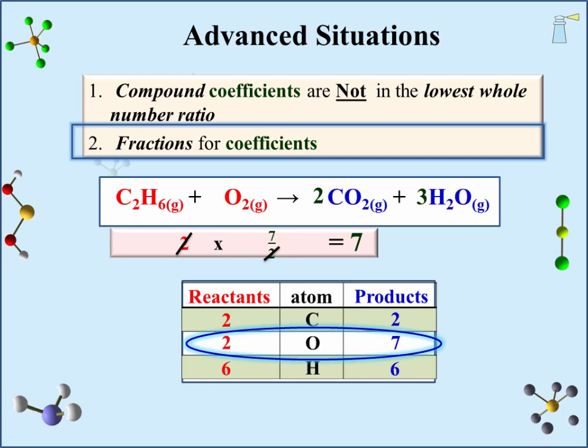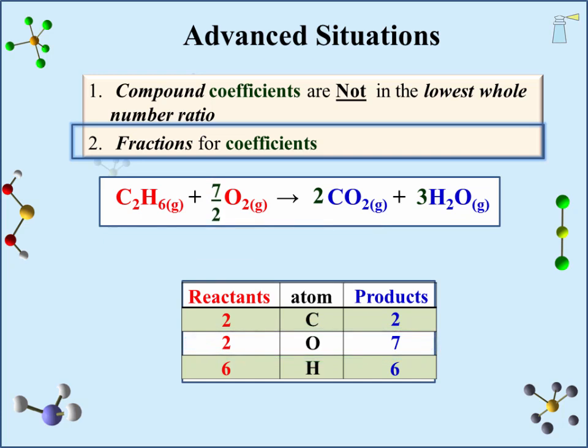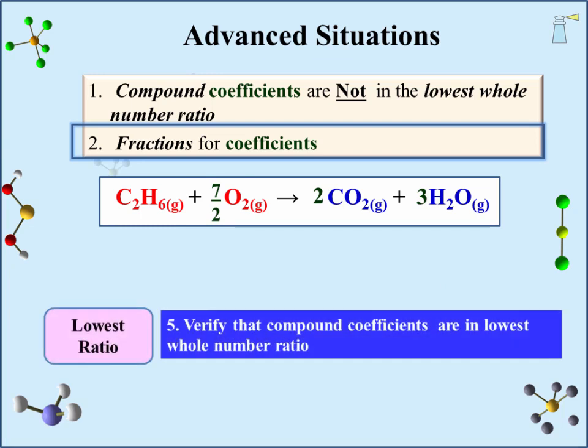Up until now, coefficients have always been whole numbers. That's still going to hold, but it will hold only at the very end of the process. Inserting the 7/2 into the equation will produce a balanced equation. In the tally, the 2 is changed into a 7, and all atom types have equal counts on reactant and product sides. The trouble comes in step 5.